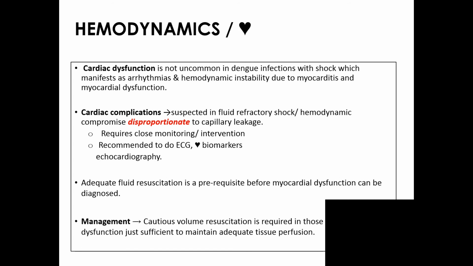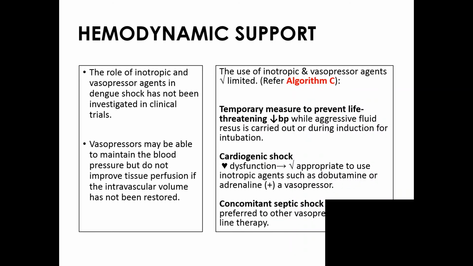Management-wise, cautious volume resuscitation is required in those with myocardial dysfunction, just sufficient to maintain an adequate tissue perfusion. The role of inotropic and vasopressor agents in dengue shock has not been investigated in clinical trials thoroughly. Vasopressors may be able to maintain the blood pressure, but they do not improve tissue perfusion if the intravascular volume has not been restored. The use of inotropic and vasopressor agents are limited. You can refer to the algorithm C in the CPG guidelines.